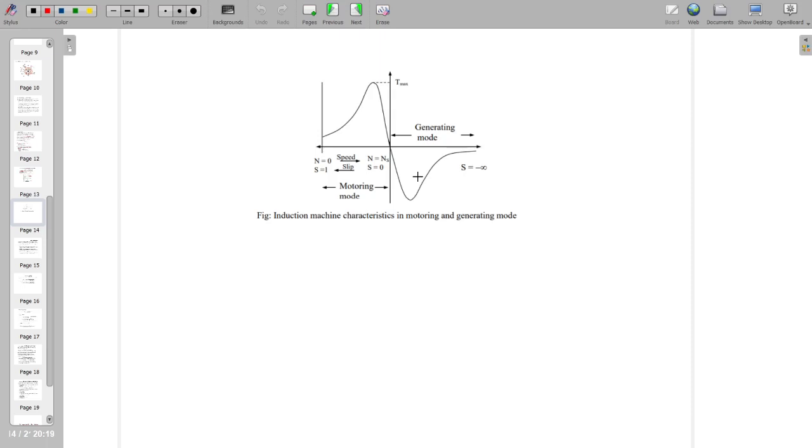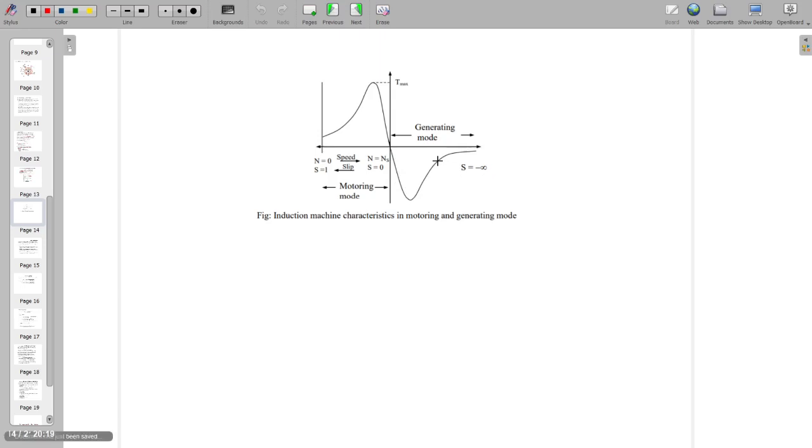So in this case, the torque and slip are both negative. In the generating mode, the torque and the slip are negative in nature, so that the machine receives the mechanical energy and delivers the electrical energy.